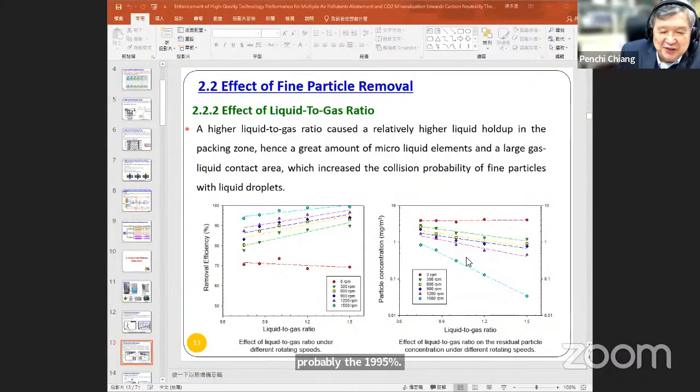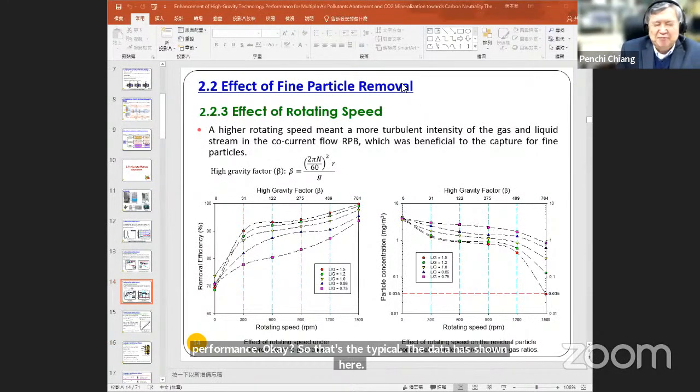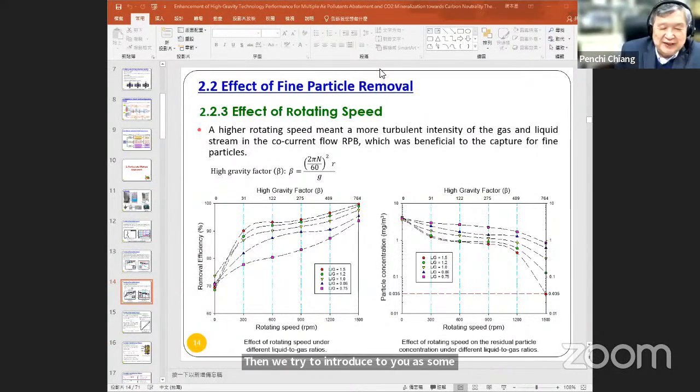On the other hand, if you try to measure the particulate concentration as shown in the diagram, you can see that at different levels of the liquid gas ratio and different levels of rotation speed, you get different performance. That's the typical data shown here. Then we try to introduce some engineering data, factors and indicators to help design the reactor.